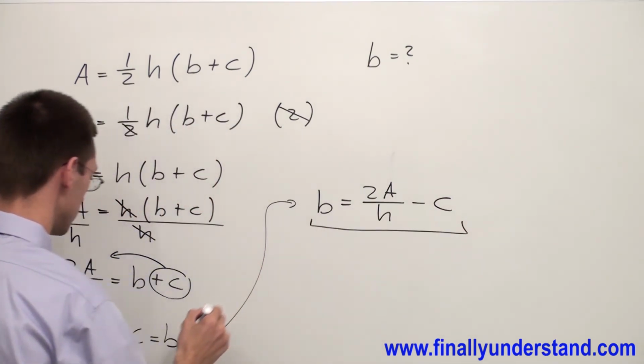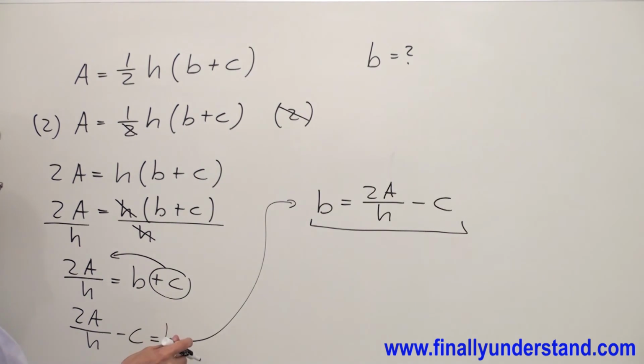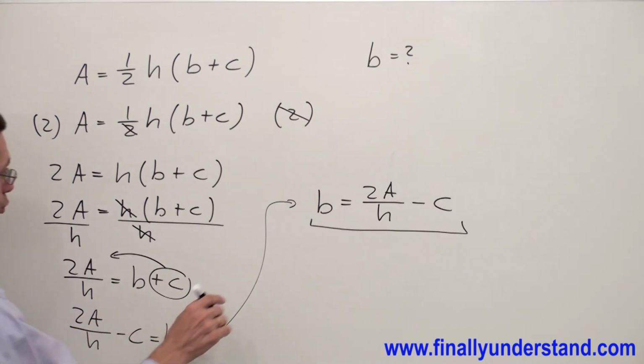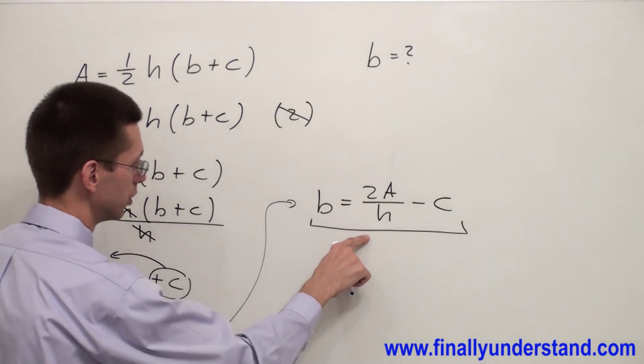I didn't change the signs because I took everything from the right side and moved it to the left, and everything from the left side I moved to the right. Anytime you're moving everything, you don't change the sign. So this is the solution to my problem.